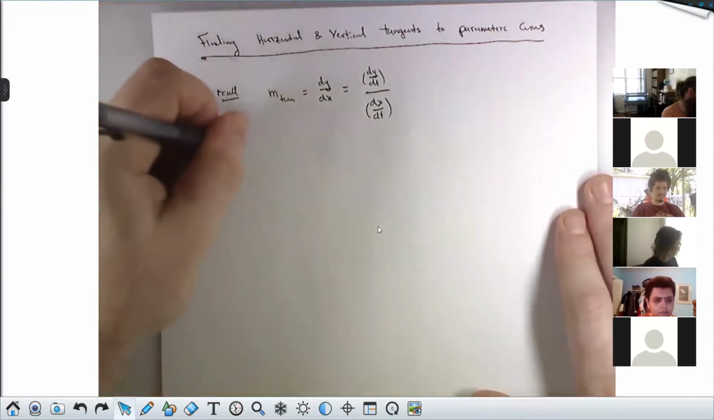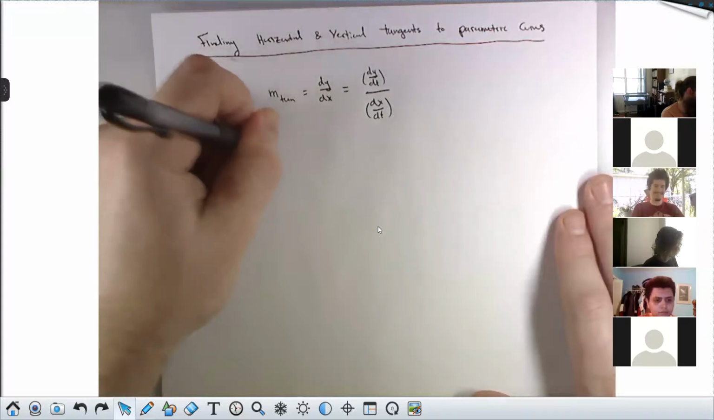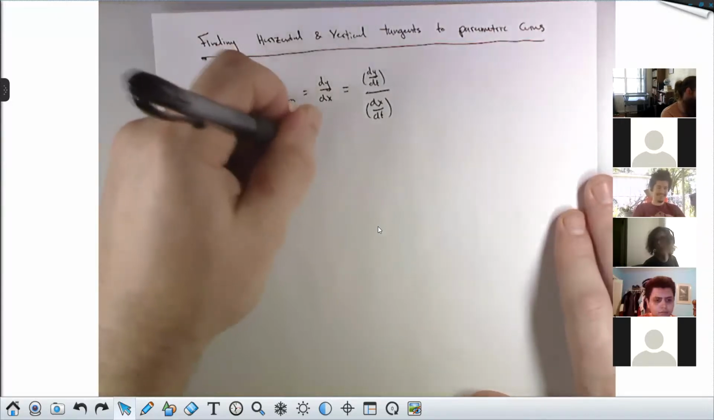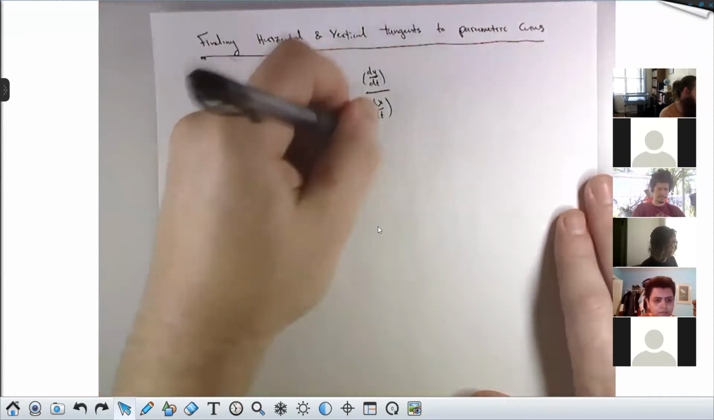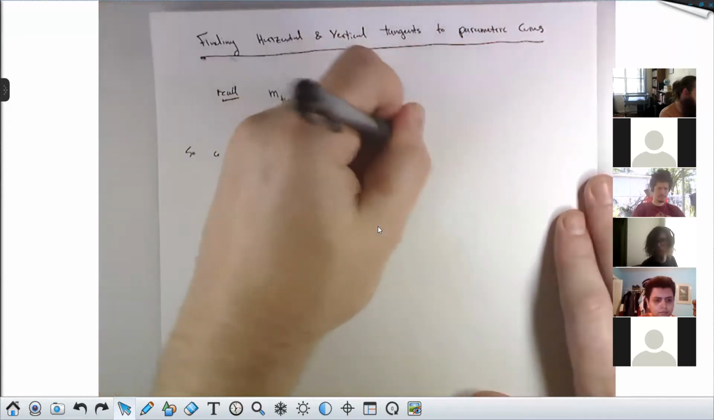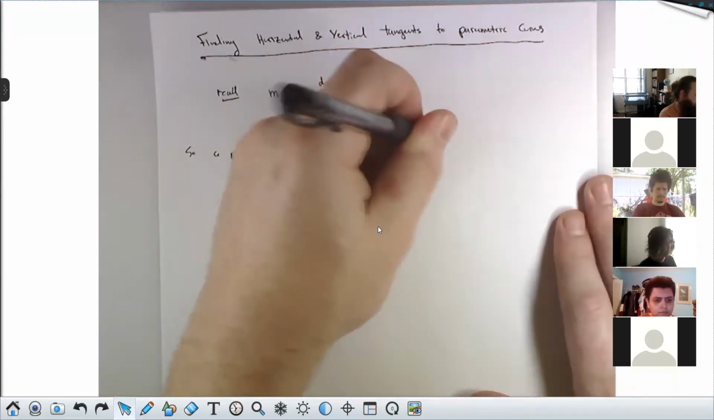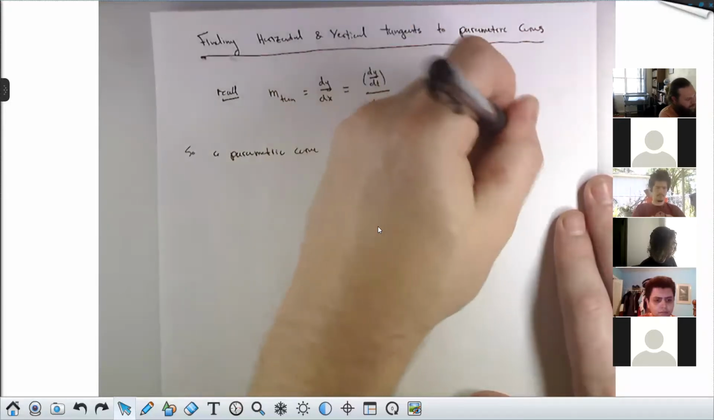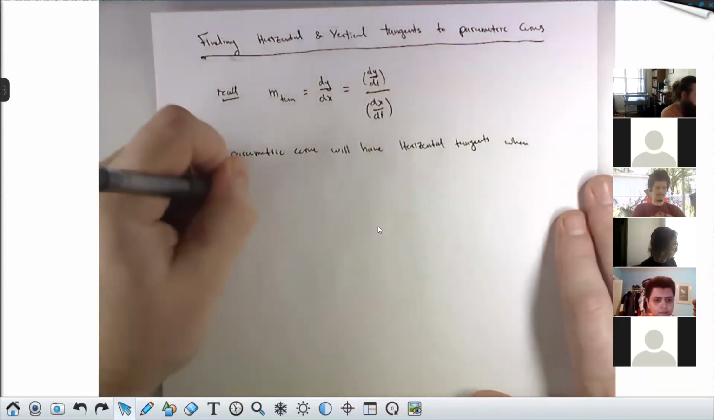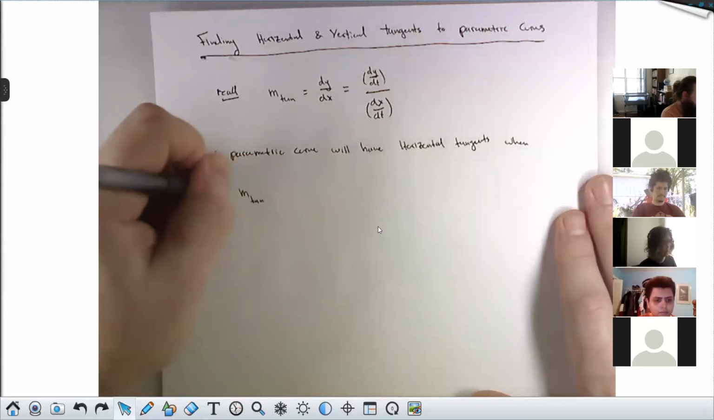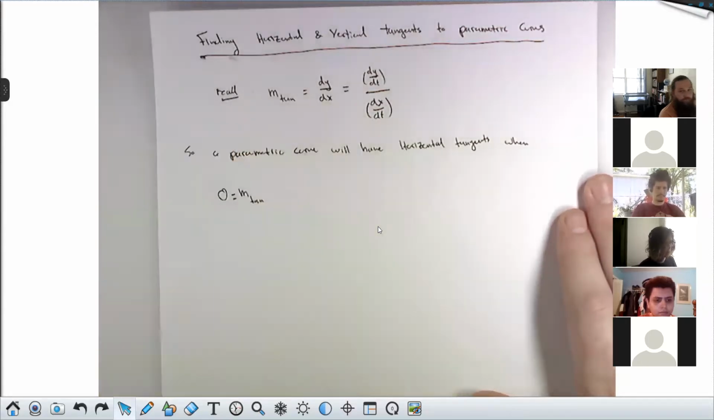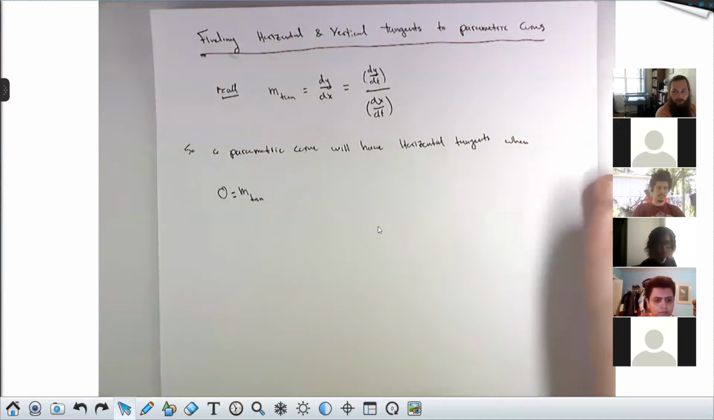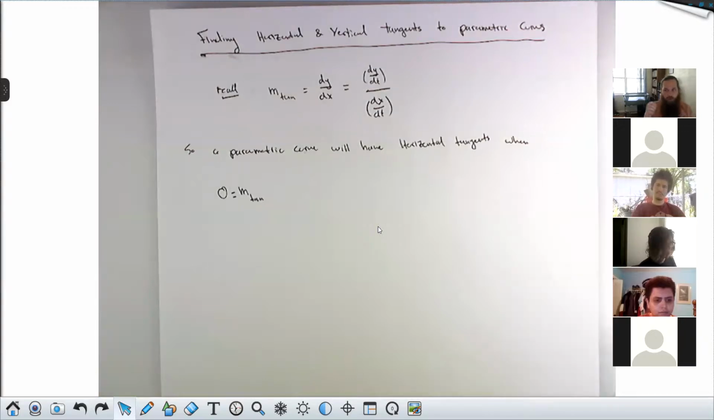So a parametric curve will have horizontal tangents when m tan is equal to 0. Right? When the slope of the tangent line is 0, that means you have a horizontal tangent line. That's what horizontal tangents are. Horizontal lines in general are lines with slope 0.